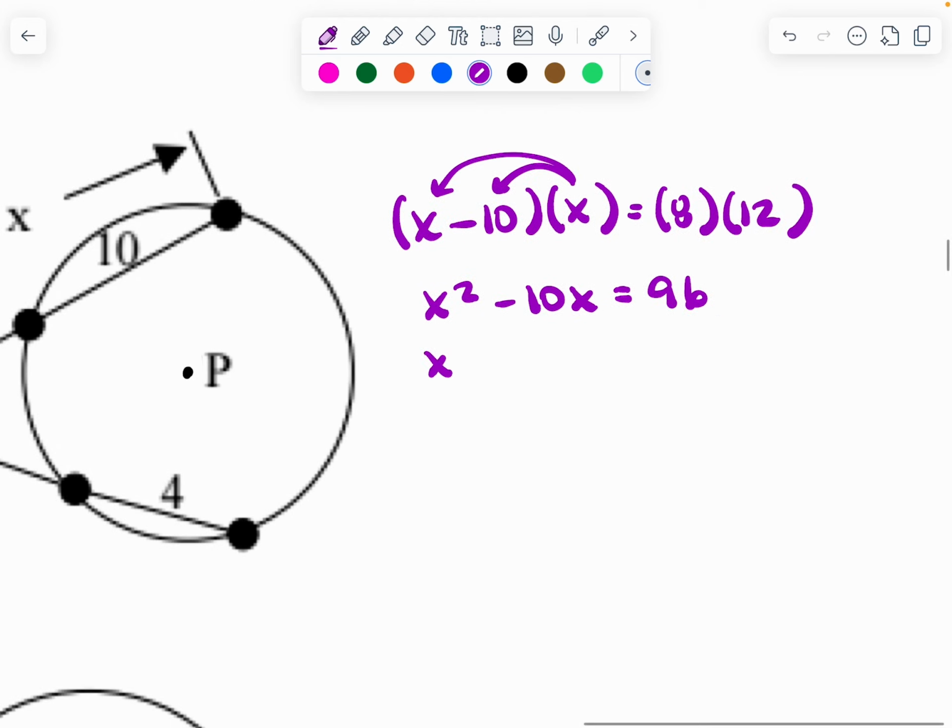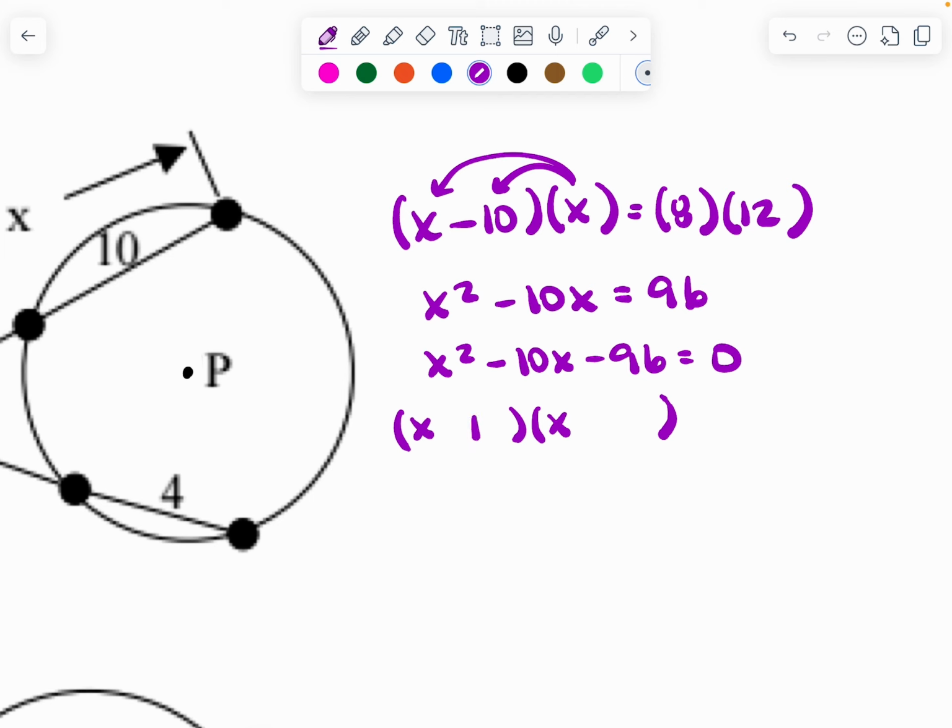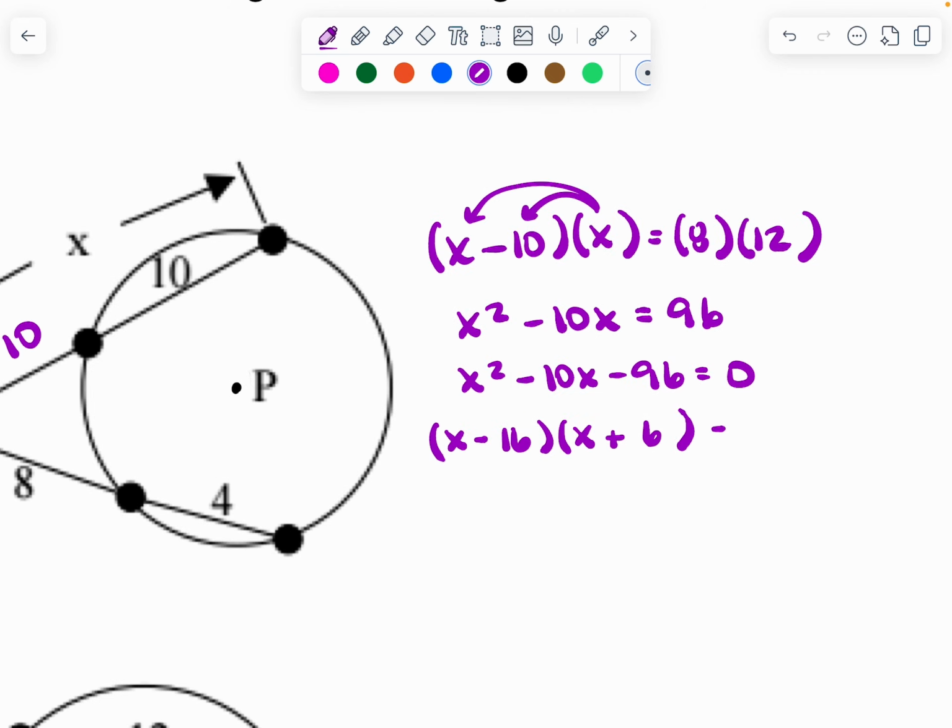Clearly, we're ending up with a quadratic, so we need to factor it. So we need to set it equal to 0 first. It's a trinomial, so we're going to just do normal factoring. We need the 2 numbers that multiply to give us 96 but combine to give us negative 10. And what's that going to be? I think that's going to be 16 and 6. And the 16 has to take the negative, because that's a negative 10.